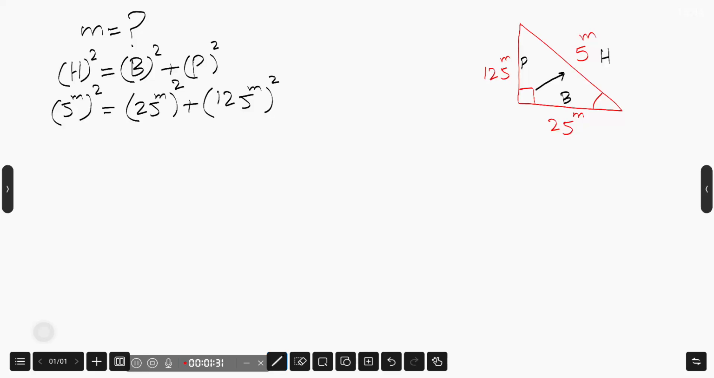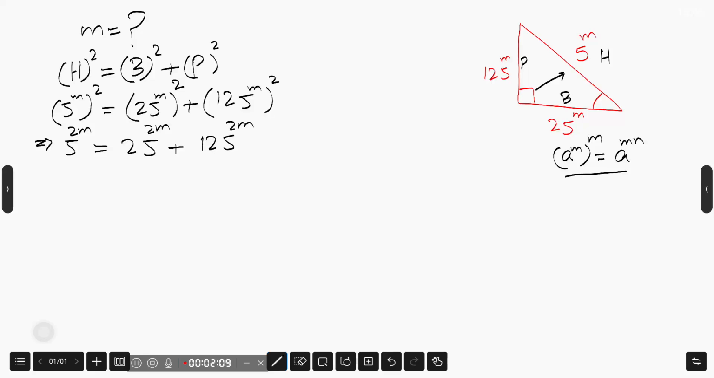Here we need some simplification, and we use the nice exponential law. You know about this law: if we have a to the power of m to the power of n, it equals a to the power of m times n. We use this law on both sides. First we multiply these two exponents, and it will be written as 5 to the power of 2m equals 25 to the power of 2m, plus here we multiply these two exponents, and it will be written as 125 to the power of 2m.